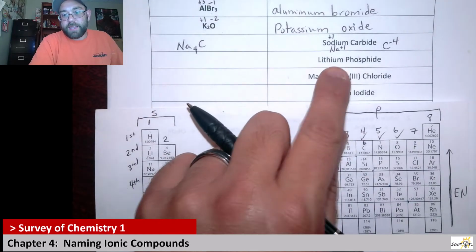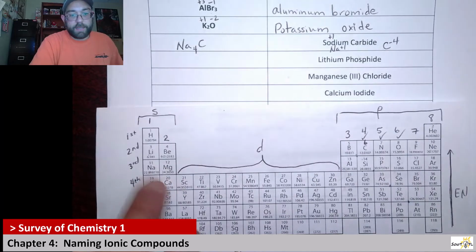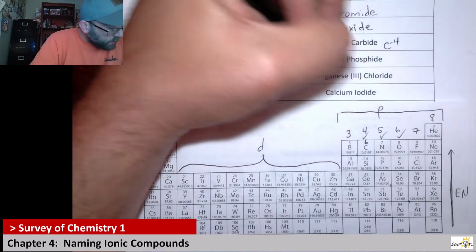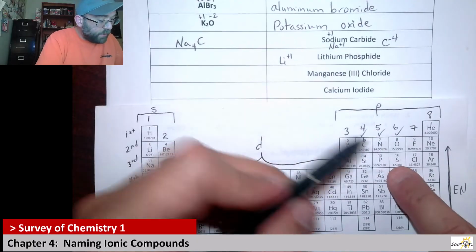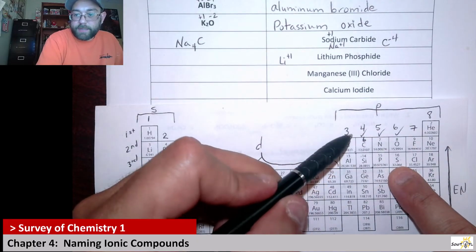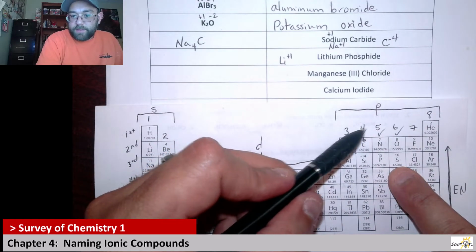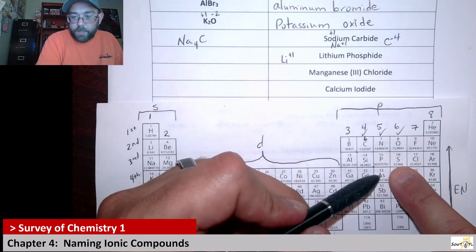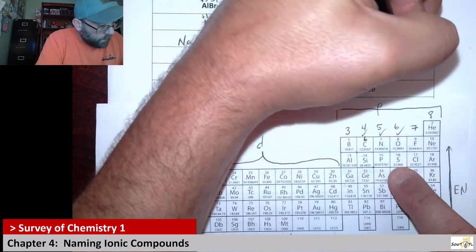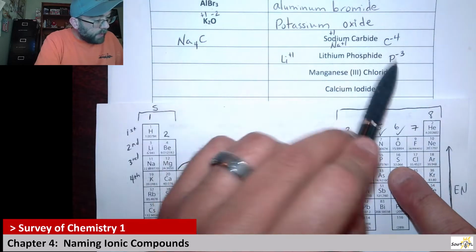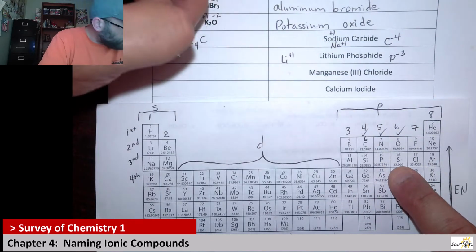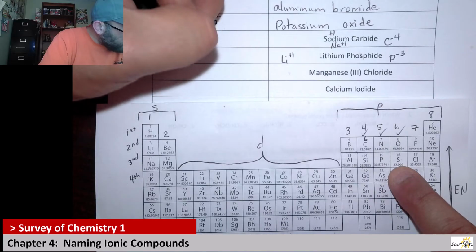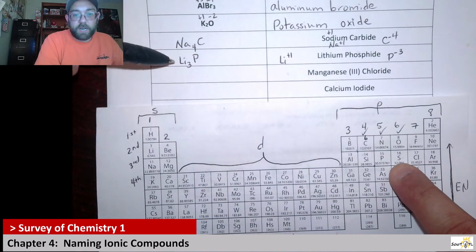Next up, we have lithium phosphide. So lithium right here is a +1. So you have lithium +1. And then we have phosphide, which is right here. And that's, remember, what is that? This is the -3 column. So when we look, right, -3 + 1, that means there's going to have to be 3 lithiums for every 1 phosphorus. So it's going to be Li3P. So that would be our lithium phosphide.